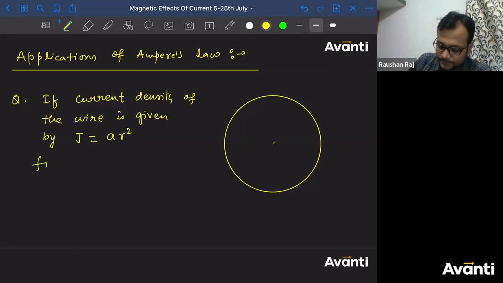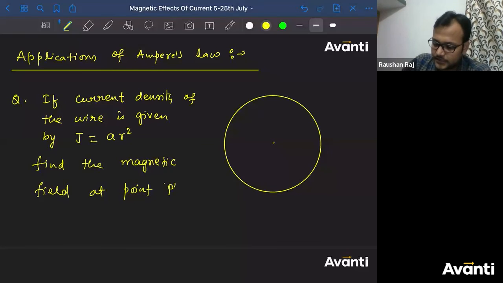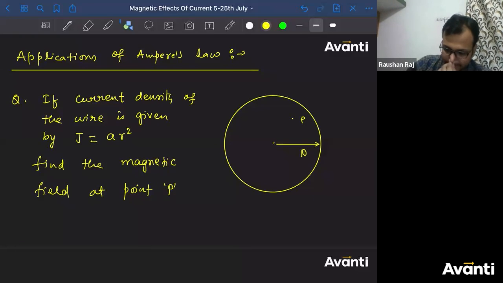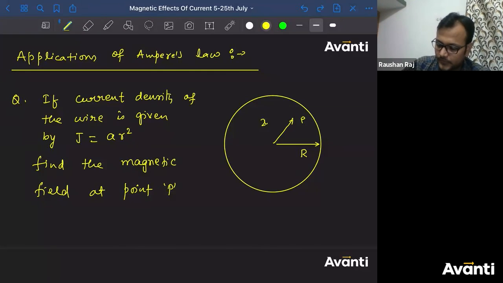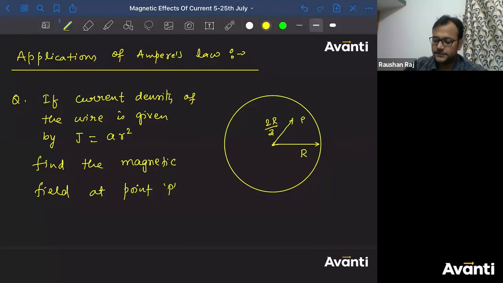Find the magnetic field at point P. This is point P. The radius of this is given to us as capital R. Radius of this is capital R. And this distance is given to us as 2R/3. This is our question. This is point O.